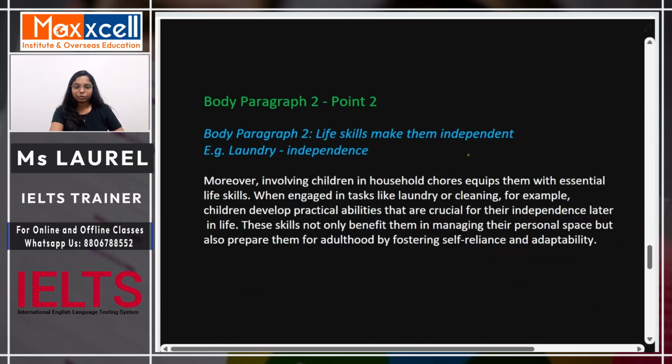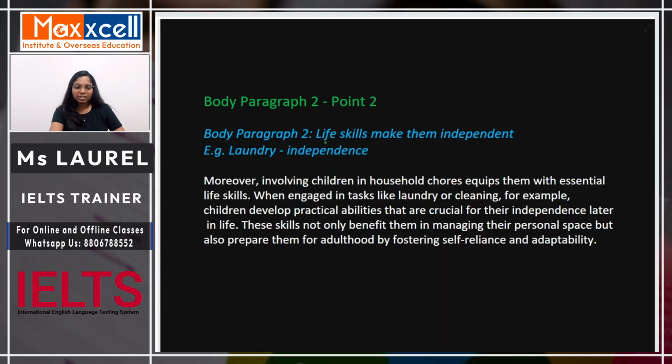Coming to body paragraph 2, the second point that we had made was that life skills make them independent, right? So one example that I had thought of was laundry and how it will help you in the future. So here we have: "Moreover, involving children in household chores equips them with essential life skills. When engaged in tasks like laundry or cleaning, for example, children develop practical abilities that are crucial for their independence later in life. These skills not only benefit them in managing their personal space, but also prepare them for adulthood by fostering self-reliance and adaptability."